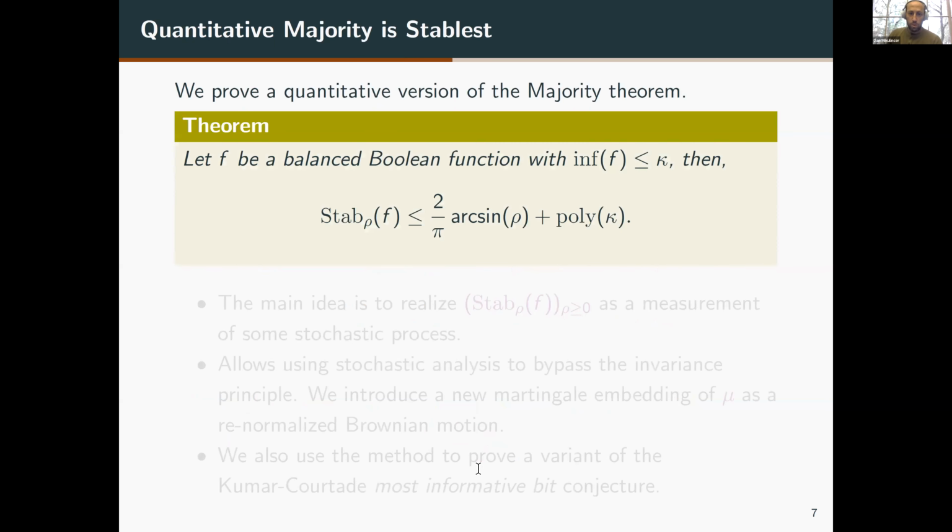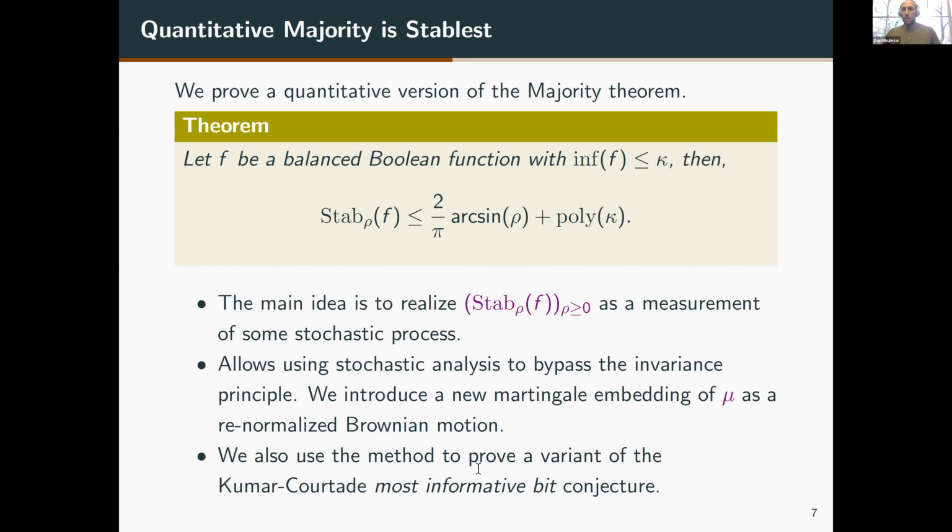And what we did in our work, and this is what I'm going to discuss for the next 10 to 15 minutes, is that you can actually get a better error term, which is polynomial. Okay, so that's a quantitative form of the majority is stablest theorem. Among all balanced Boolean functions with small maximal influence, majority maximizes the noise stability up to a polynomial error term.